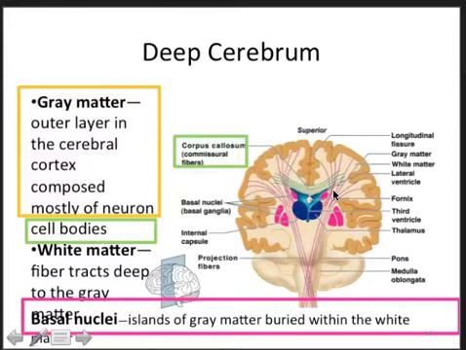There are also what we call association tracts that run between masses of gray matter in the same hemisphere, and they help to move information around from one part of the brain to the other.